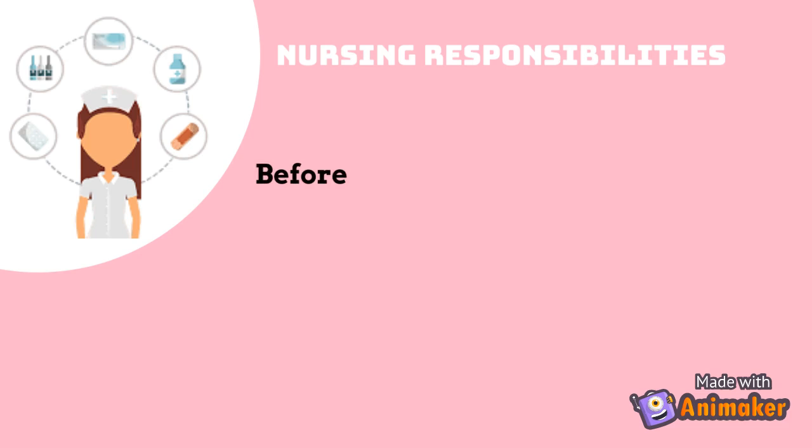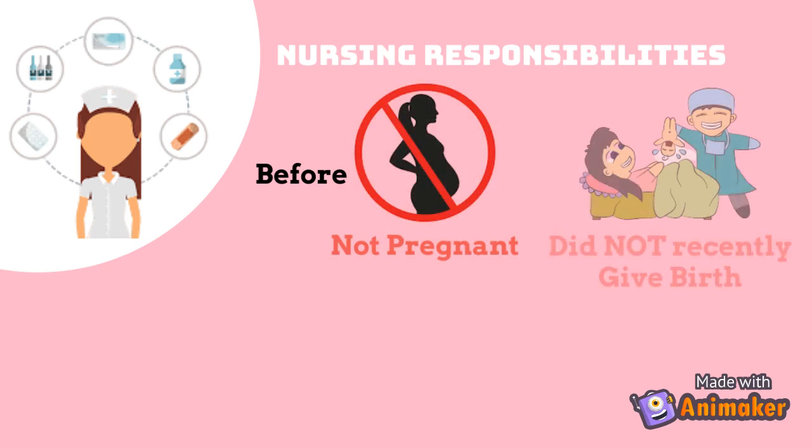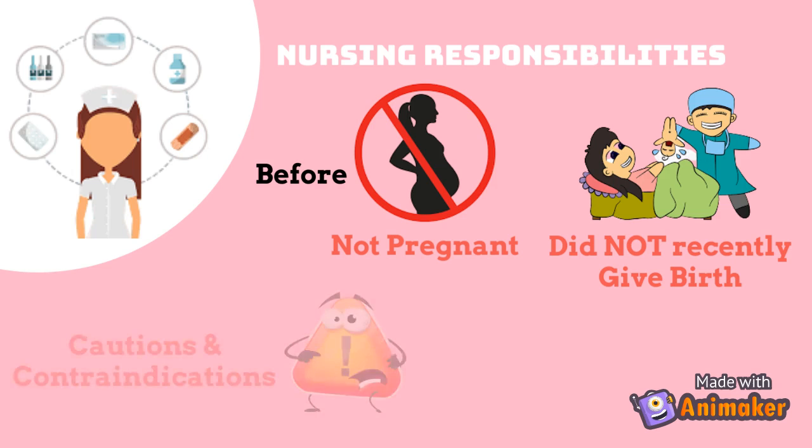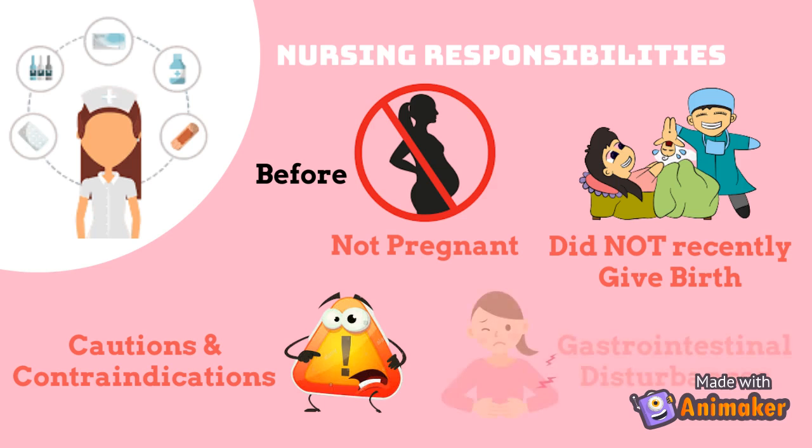The nurse must first assess that the client who is going to take me is not pregnant or recently had a baby. The nurse must assess for the mentioned cautions and contraindications such as kidney disease, uncontrolled high blood pressure, heart disease, coronary artery disease, circulation problems, especially with diabetes, and etc., to prevent any untoward complication. Advise the client for the possibilities of gastrointestinal disturbances such as vomiting, diarrhea, and etc.